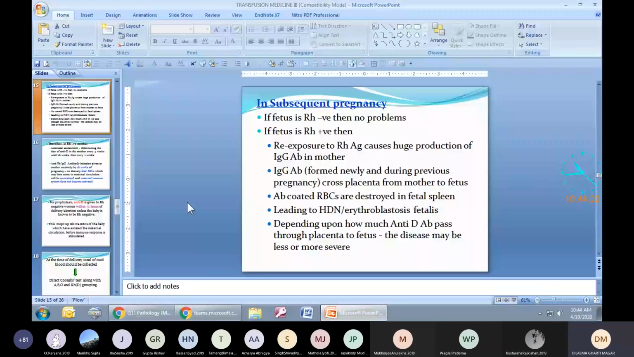Here, we will not ask you in such detail as I'm teaching you, but you have to know how the mother is sensitized, what blood group the mother has to be and what blood group the fetus has to be. Is it present in the first pregnancy? You have to tell that it will not be present in the first pregnancy, but in the subsequent pregnancies, the antibodies will cross the placenta and cause lysis of the RBCs. That you have to tell. Understood?